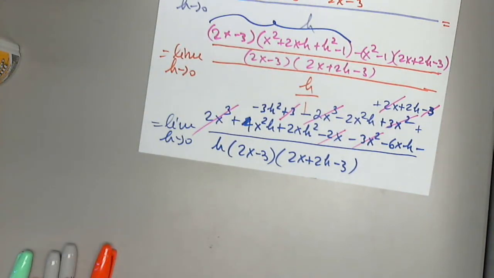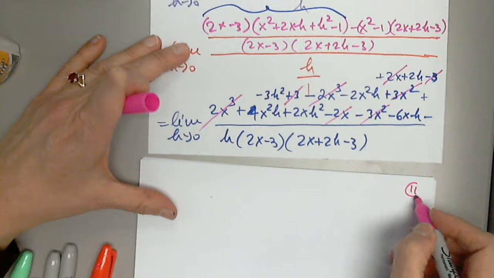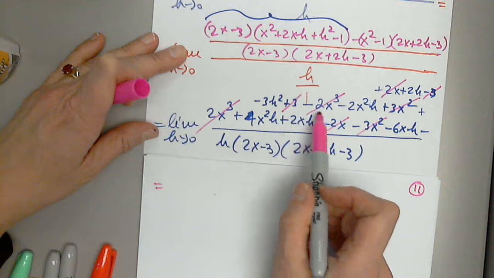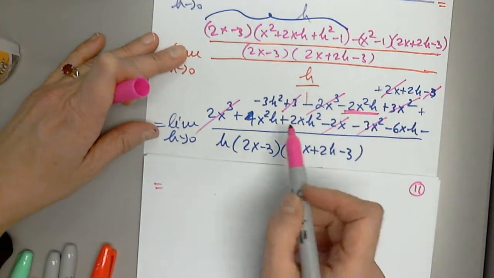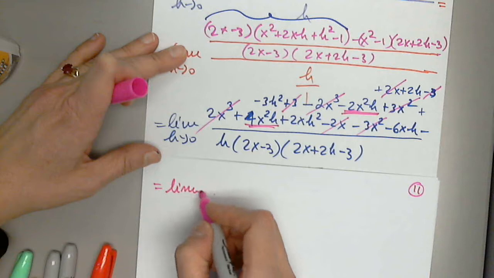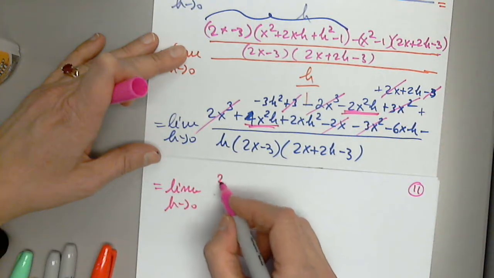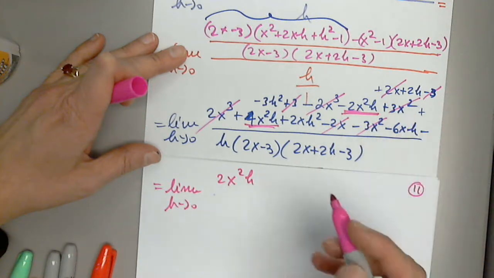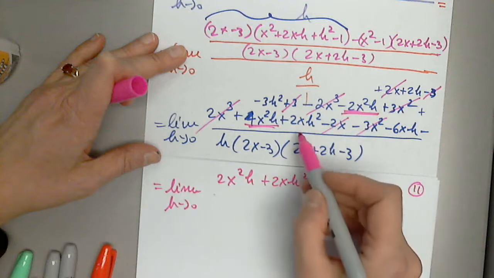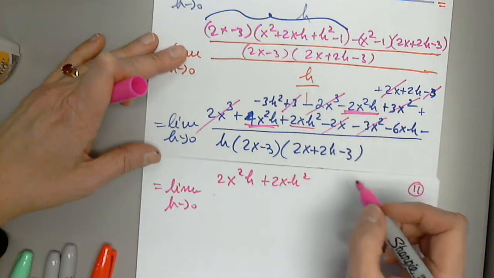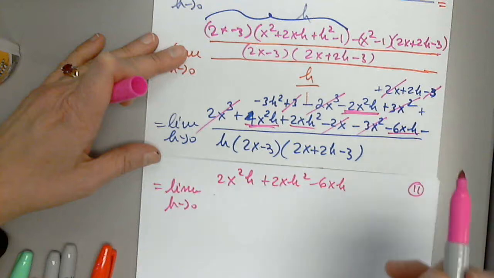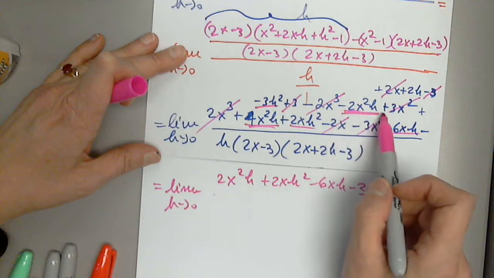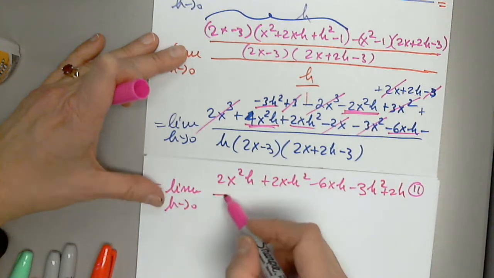That's okay. After we finish this problem, the headache will go away. So let's see. 4x squared h with this, and the limit as h approaches 0. 2x squared h. Then xh squared is alone. 2xh squared alone. This one, yes, minus 6xh alone as well. Negative 3h squared alone as well. And then plus 2h.